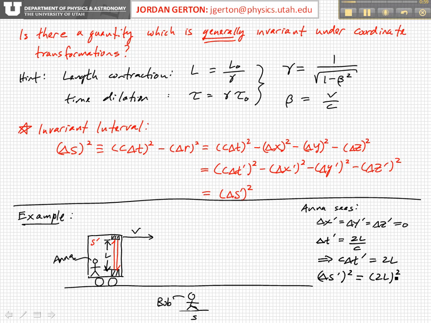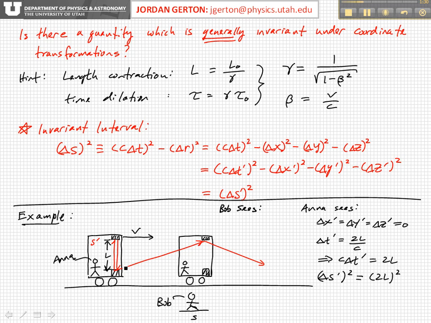Okay? Now let's see what happens for Bob. Let's see what Bob observes, rather. Okay, so what does Bob see? He sees that, in fact, the events of the emission of light, the reflection of light, and then the detection of light all happen at different places, because the cart is moving to the right while he's observing in the earth frame, in the rest frame of the ground.